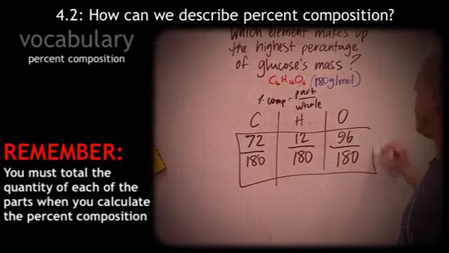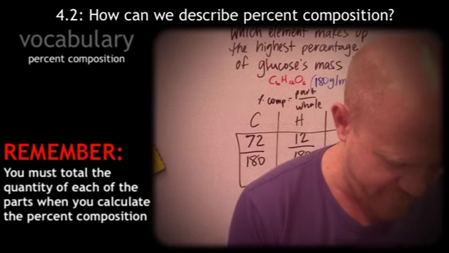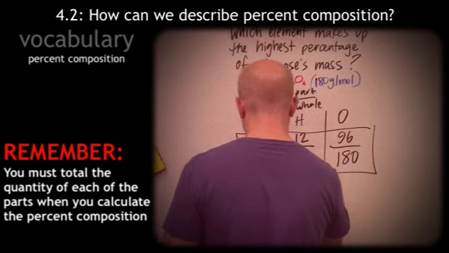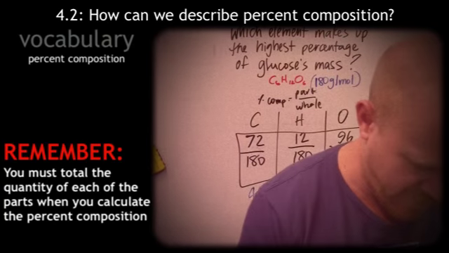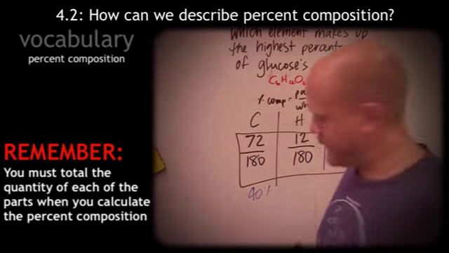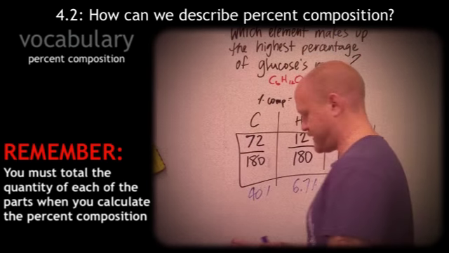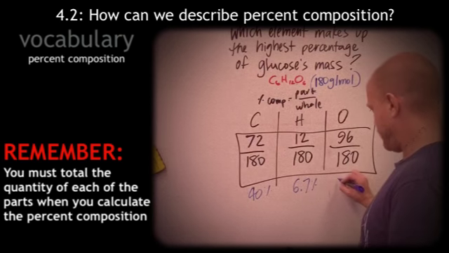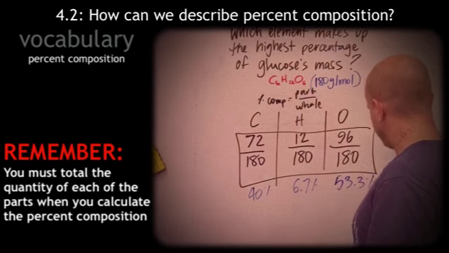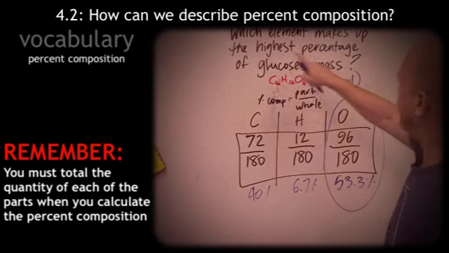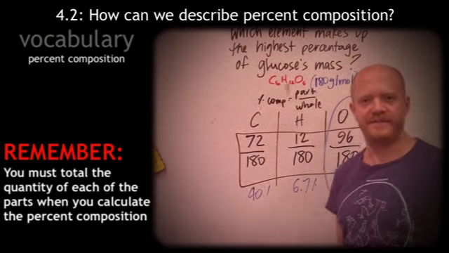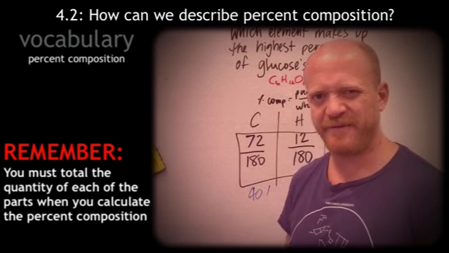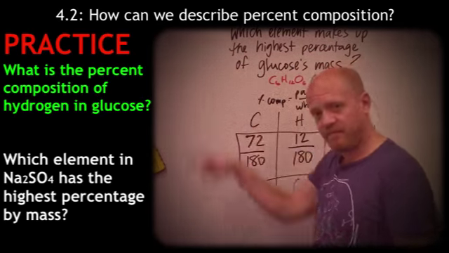Now, what you could do is, in fact, let's do this right now. 72 divided by 180 is 40%. 12 divided by 180 is 6.7%. And 96 divided by 180 is 53.3%. Oxygen has the highest percentage in the mass of glucose. Pretty straightforward. See that? Do it!